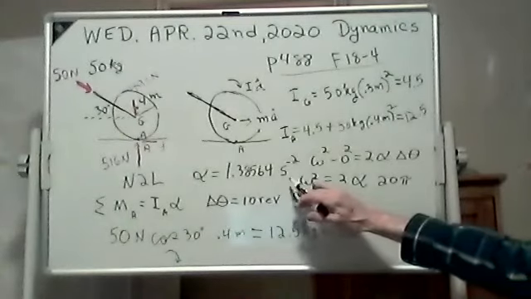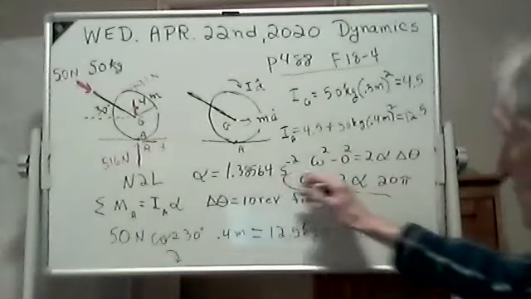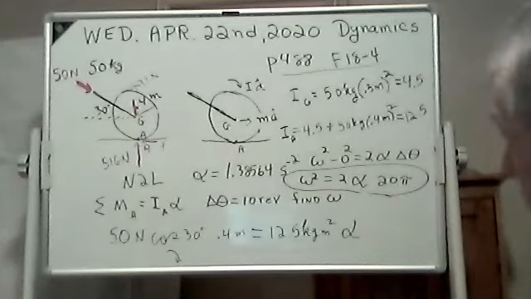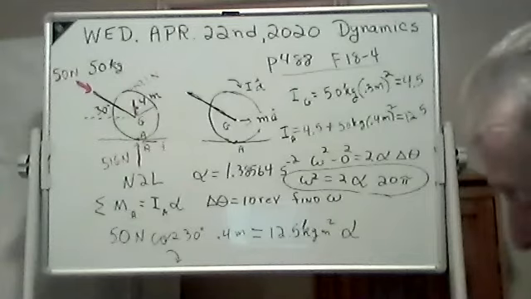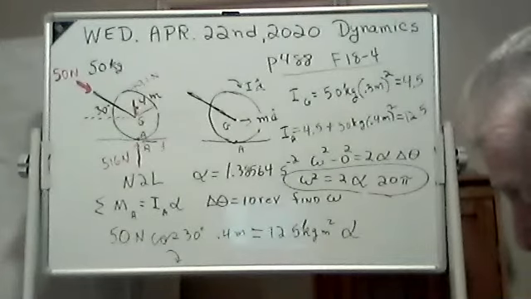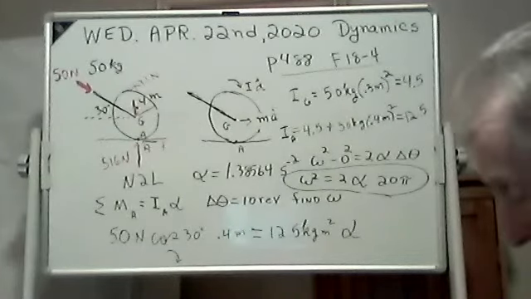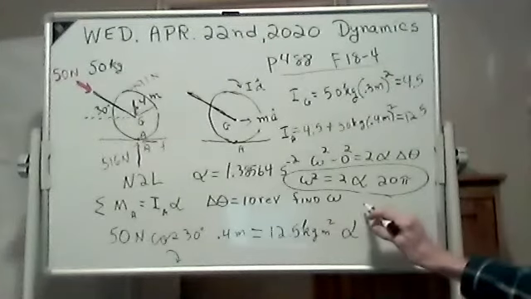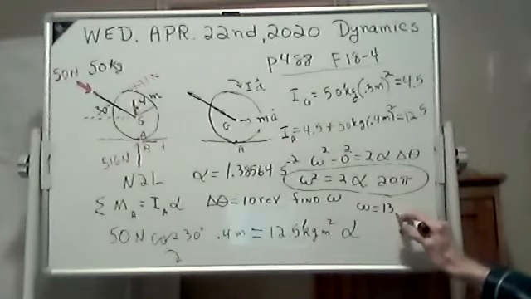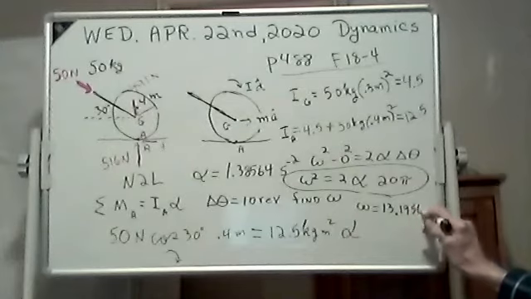Okay, we're going to solve for omega now. We're going to get the angular velocity after 10 revolutions. Here goes. We go 2 times 1.38564 times 20 times pi equals something. Then you have to take the square root. Okay, I'm getting omega. The answer they want is 13.1956.